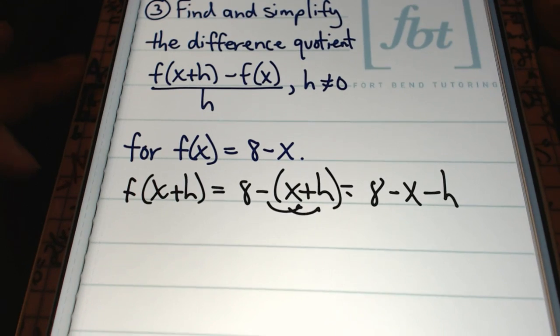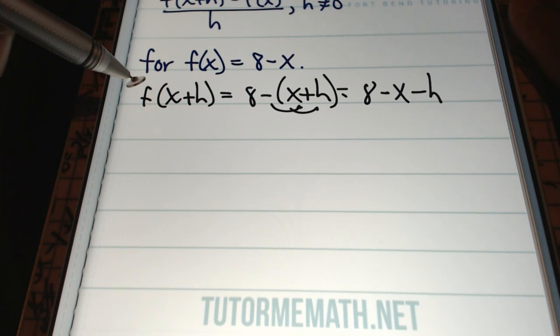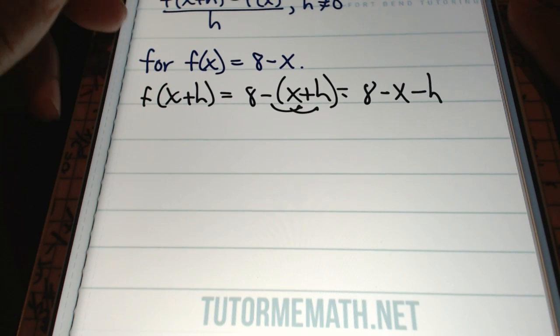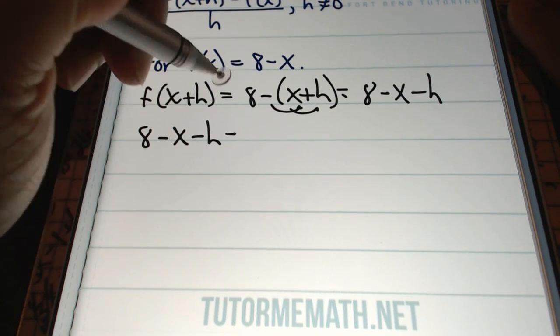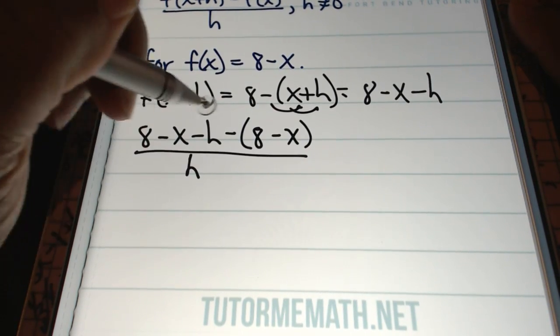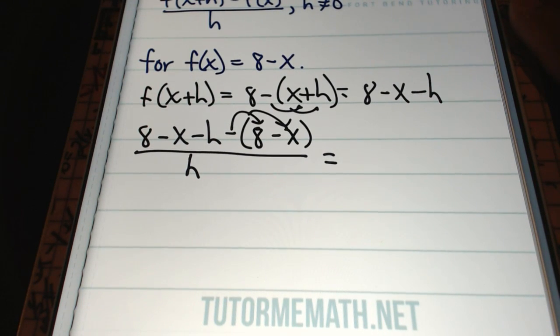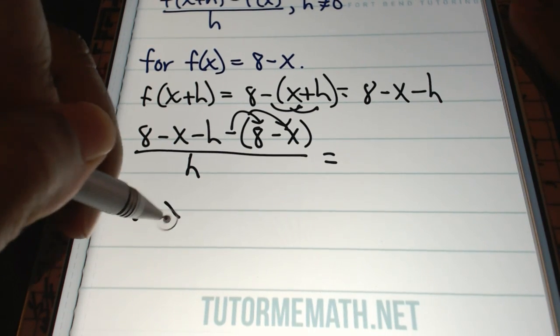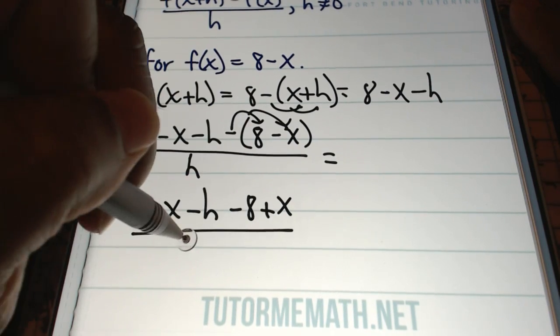And now we can plug this information in, guys, to the difference quotient. So the difference quotient wants us to write down what the value of f of x plus h is first. So we will rewrite it as 8 minus x minus h minus our original function of 8 minus x, all divided by h. This allows me to then show that I'll be distributing that negative in front of that quantity of our original function f, just like this, and we'll end up with 8 minus x minus h minus 8 plus x, all divided by h.